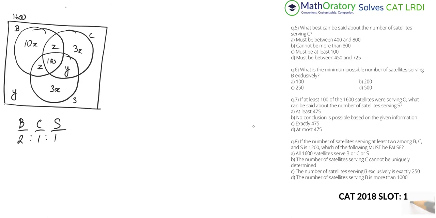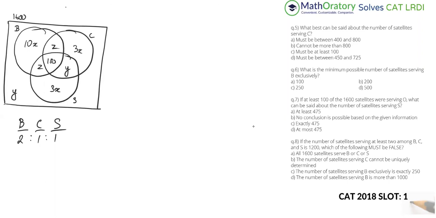D says if the number of satellites serving at least two of this is 1200, which of the following must be false. So this thing is, again, few of the options like more than 1000, but then not all of them, but this might be a very crucial information to rule it out or get it down to a particular solution. But we get a feel now that the solution or the type of solution that we are going to get will not be a specific value, but will be a range sort of value.